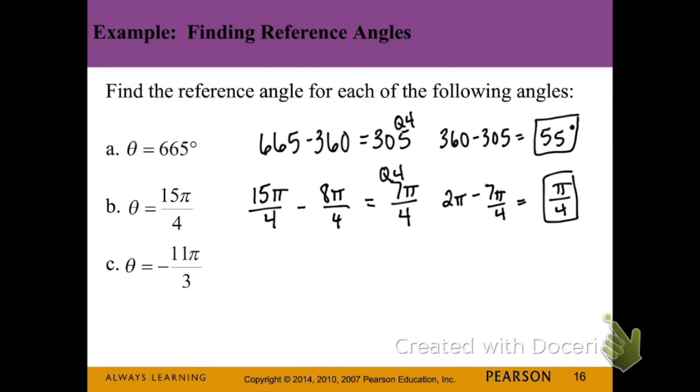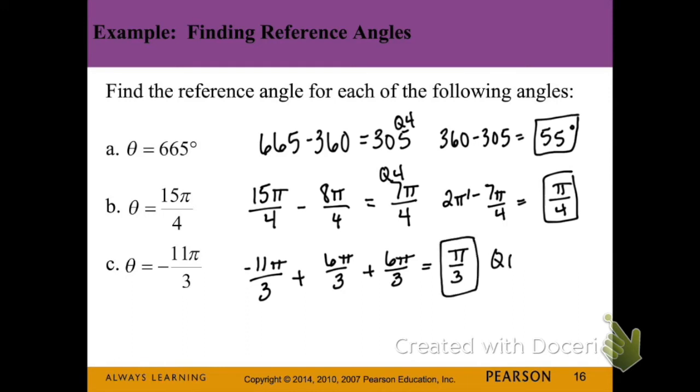For part C, we have our angle as negative 11 pi over 3. In order to get my coterminal angle, I need to add 2 pi a couple of times here in order to get to a positive angle that's less than 2 pi. So I'm going to add on 6 pi over 3. The reason I'm doing that is because it's equal to 2 pi, but it's in terms of a fraction that's over 3, so I can easily do my math here. And I get pi over 3, which is in quadrant 1, which means that's my reference angle.